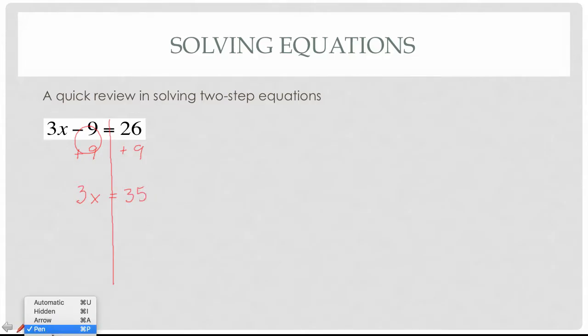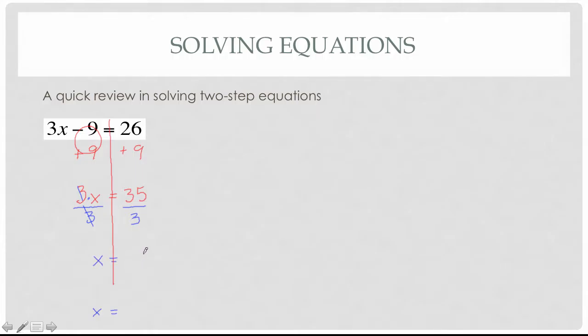Okay, now I have 3 times some number x equals 35, but I don't want to know what 3 times x is. I just want to know what x is. I want to try and isolate that variable. I want x all by itself. So the opposite of multiplying by 3 is to then divide by 3. I'm going to divide both sides by 3. 3 divided by 3, that cancels each other out. x times 3 divided by 3 leaves just x. That's what I want. Nice.